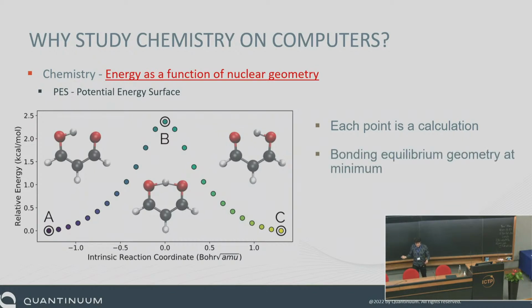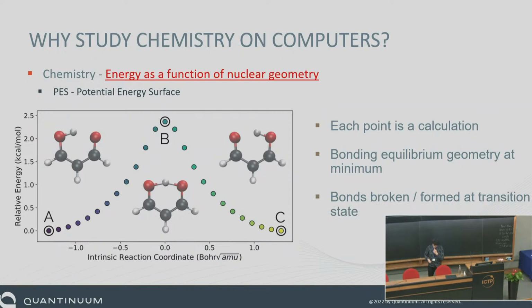You can see at the minima, these points A and C, these are what we call equilibrium geometries. This is where the molecule is stable. It likes to sit in these, and these are the relaxed geometries. But obviously, to form a bond, we've got to go from A to C. We need to go via B. B is known as a transition state, and it's where the bond breaking happens.